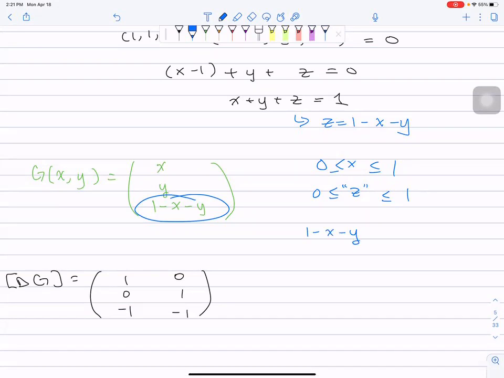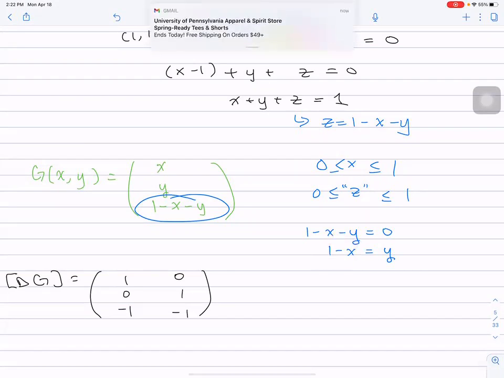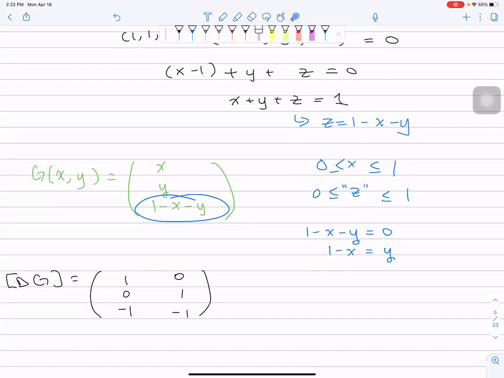So what is the lower bound? I set it equal to 0. That way I can rewrite it as 1 minus x equals y. Yeah, the upper bound for y should be 1 minus x according to this.